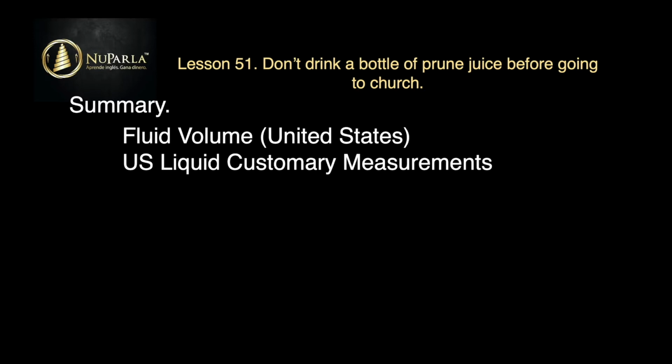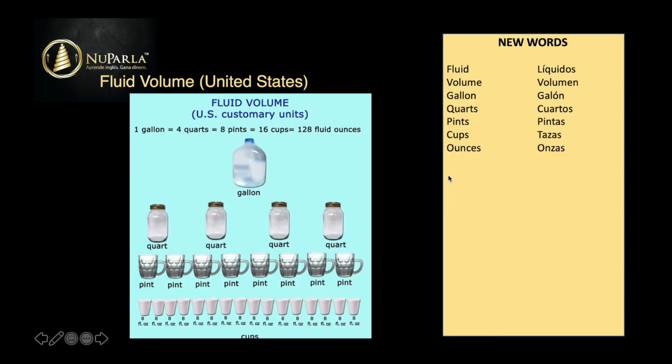Okay, we'll be talking about fluid volume for the United States measurements, of course, U.S. liquid customary measurements. Let's get started. Okay, fluid volume. So in the U.S., we have a gallon, and we have quarts, pints, cups, and ounces. So 1 gallon looks like this. Here you will have, for example, a gallon of water or a gallon of milk. You will also go to the automobile gas filling station and fill it up with a gallon of gasoline, right? So this is what a gallon looks like.